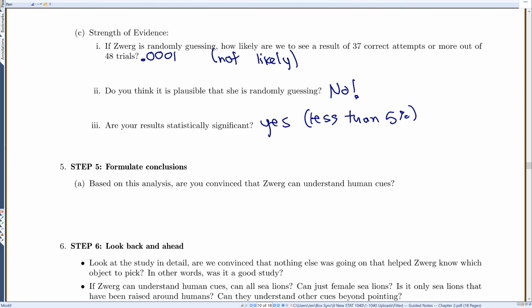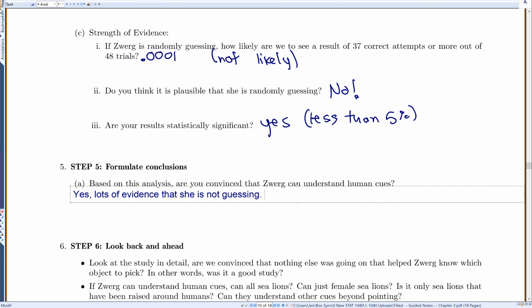Let's formulate our conclusions. Based on this analysis, are you convinced that Zwerg can understand human cues? I'd probably say yes. I feel like there is lots of evidence that she is not guessing, so lots of evidence that she can understand human cues.